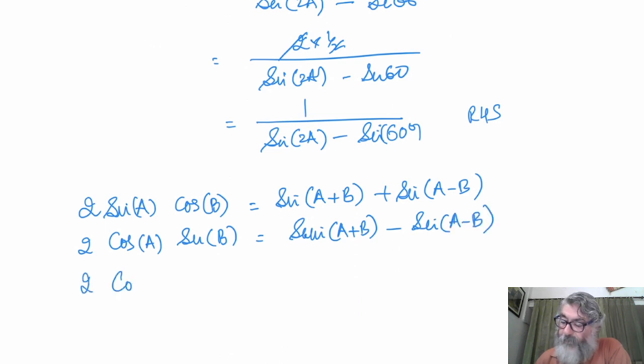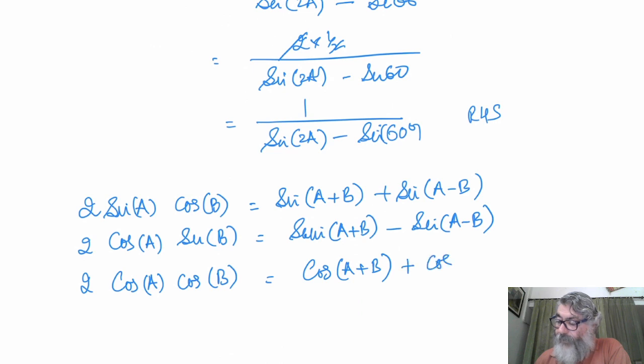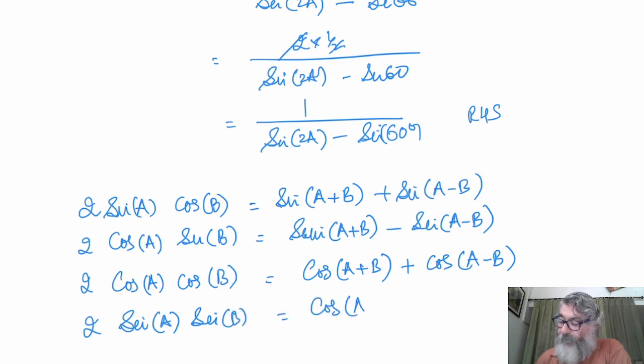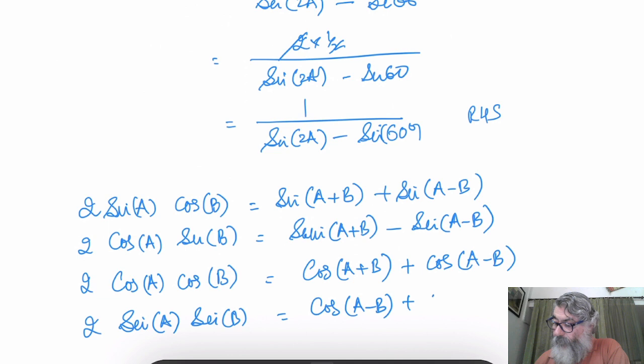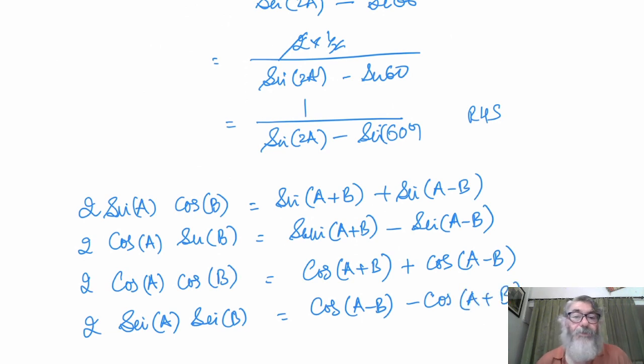Then 2 cos A cos B is cos A plus B plus cos A minus B. Then 2 sine A sine B is cos A minus B minus cos A plus B. So these are the formulas which we are using, which we have written earlier also.